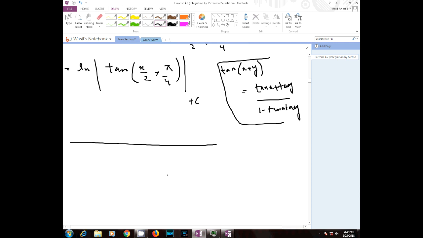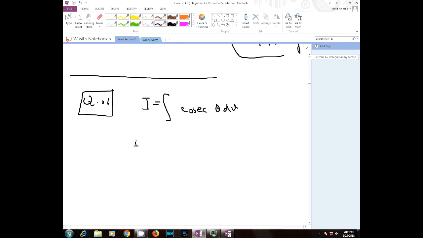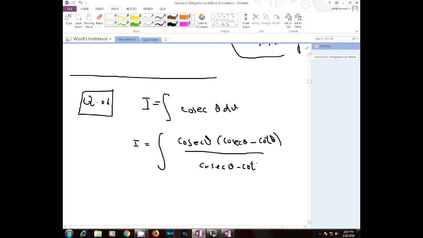The last question, question number 6, is very simple and similar. In this question you have to integrate cosecant theta d theta. This can be done very similar to the previous one, since the cosecant theta has the integral ln cos theta minus cosecant theta minus cot theta divided by cosecant theta minus cot theta.